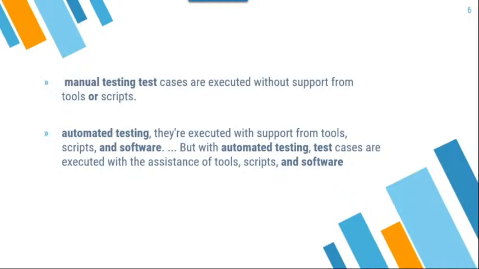Suppose you want to write the script in Python, you need to learn Python. Suppose you want to write the script in Java, you need to learn Java. If you want to write the script in Ruby, you need to learn that language. Based on that, you write the script. Based on the tools and script, we will execute the application. Such kind of testing we can call automation testing.